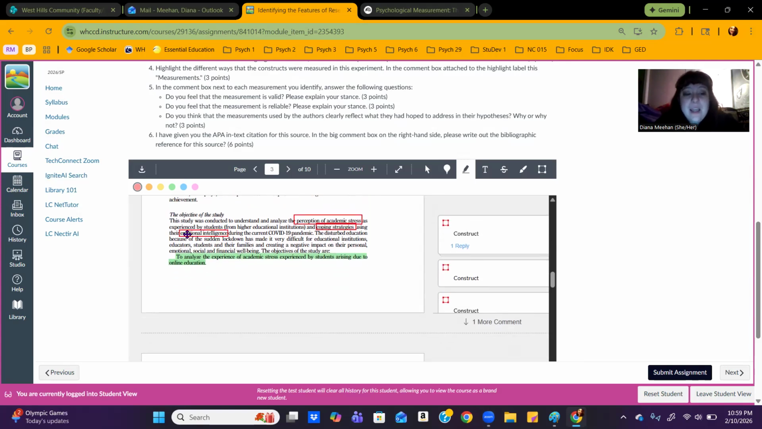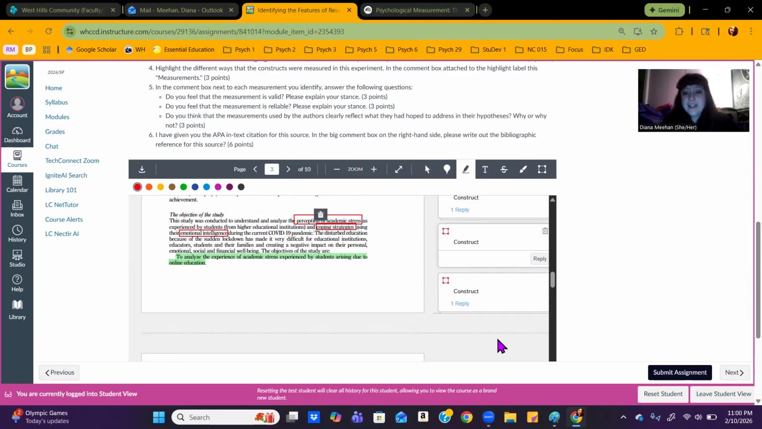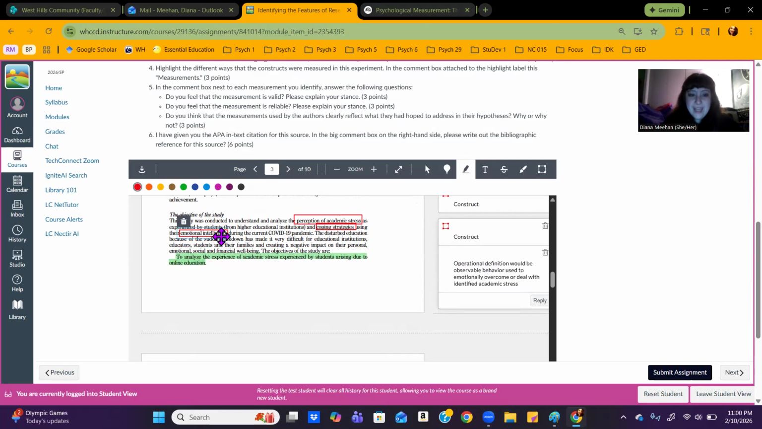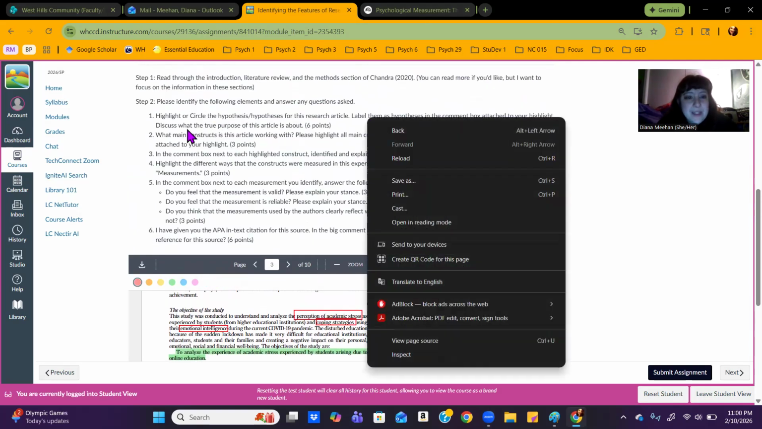So here we're really lucky because our authors highlight it with a heading, and they're like, hey, this is the objective of our study. So the study was conducted to understand and analyze the perception of academic stress, so a construct, perception of academic stress as experienced by students from higher education institutions, and coping strategies, another construct, using their emotional intelligence, another construct.